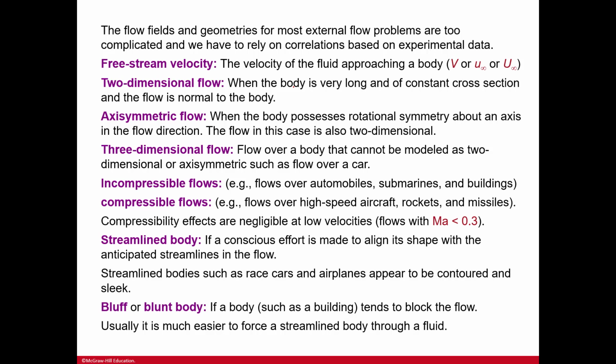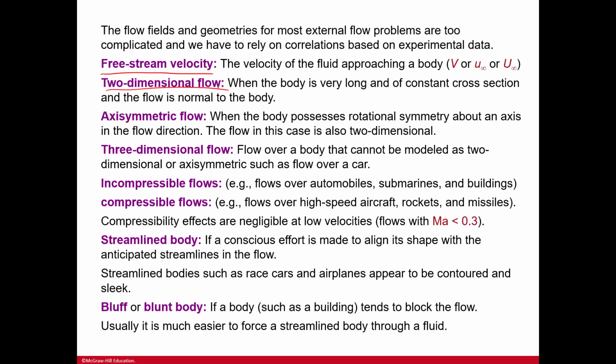So the flow fields and geometries for most external flow problems are too complicated, and we have to rely on correlations based on experimental data. It is very complicated when you're talking about the magnitudes of lift versus drag, particularly lift. That's very, very difficult. And so having these correlations based on experimental data is very helpful. You have the free stream velocity, the velocity of the fluid approaching a body. You have the two-dimensional flow, when the body is very long and of constant cross-section, and the flow is normal to the body, so you can think of like a pipe.